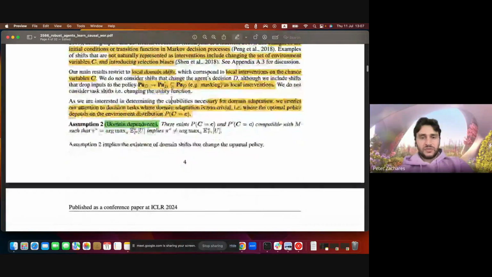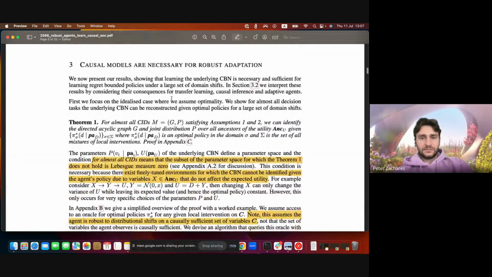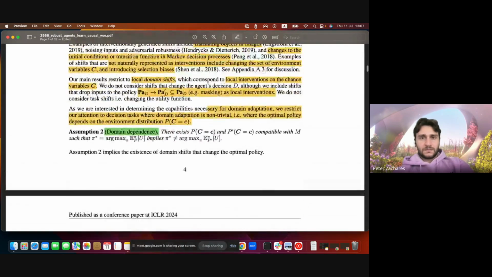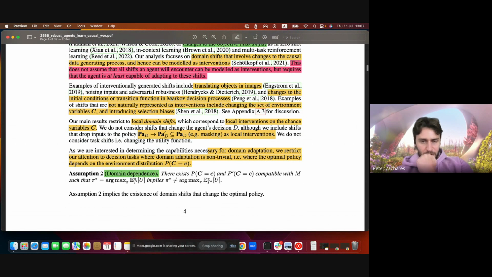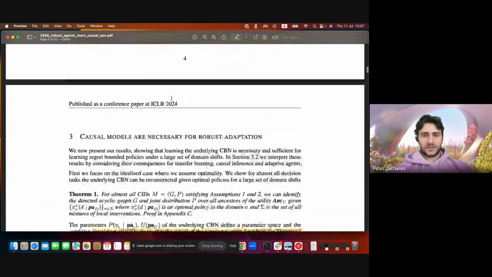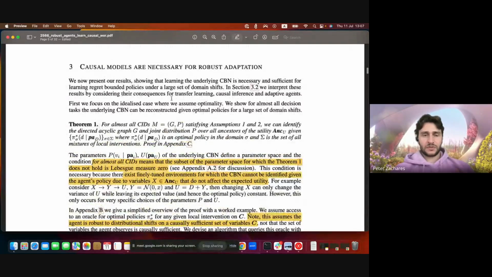Do I want to talk about distribution shift? Let's see if I need to. I guess I do need to say what about assumption two. Okay, maybe we'll come back to this. It's actually not super important for the results.